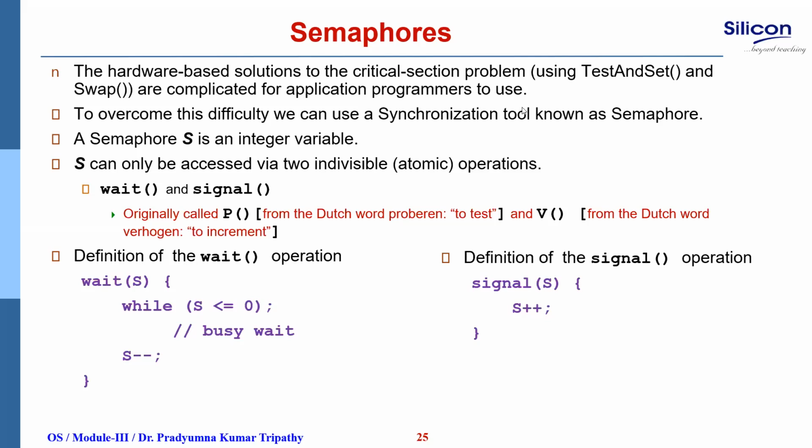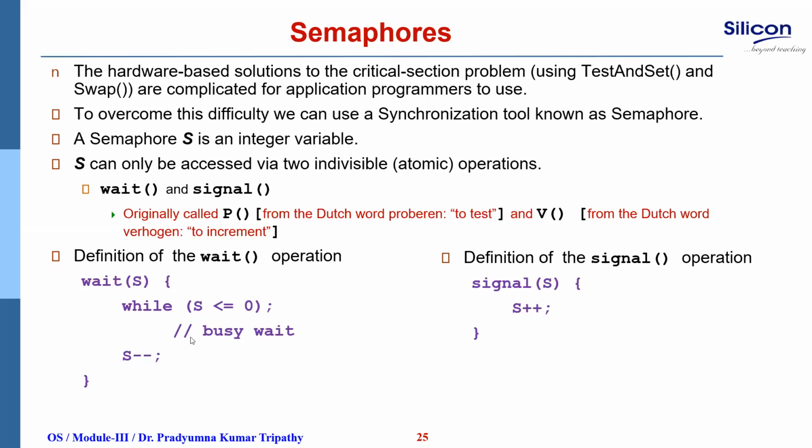What is the wait operation? Wait of S is: while S is less than or equal to 0, it doesn't do anything, it is spinning. If S is not less than or equal to 0, then S minus minus and enter into the critical section. Similarly, while coming out, it must do S plus plus. So remember, in the wait function, the line is while S less than or equal to 0, semicolon, S minus minus, and in the signal function, it is S plus plus.